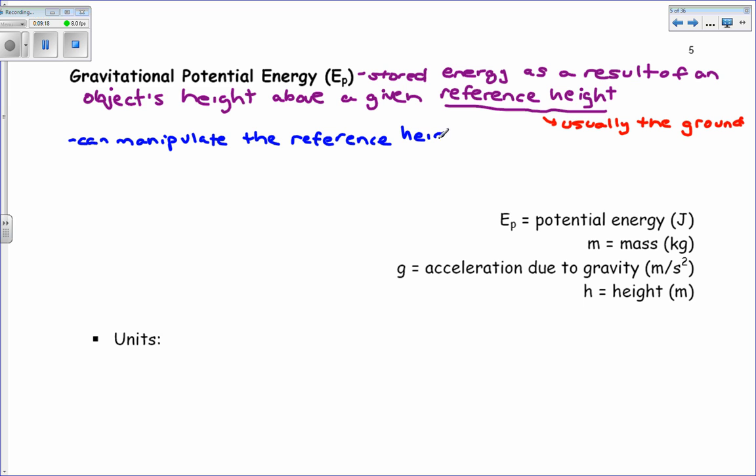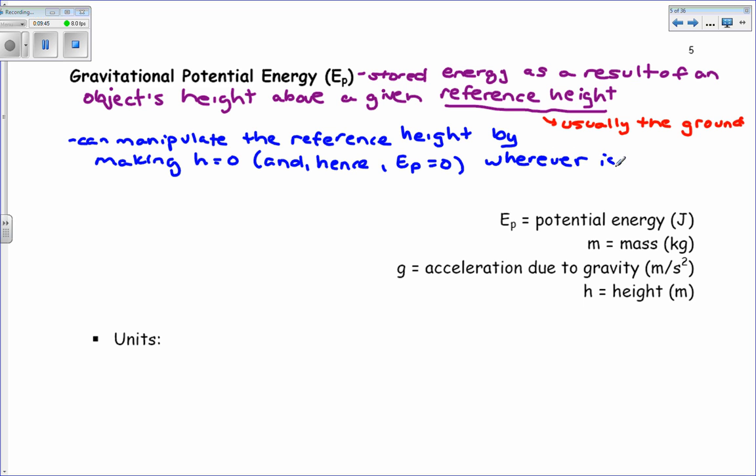So what that basically means is you can make h equals 0 anywhere. And you just choose whatever is the most convenient spot to make that reference height 0.